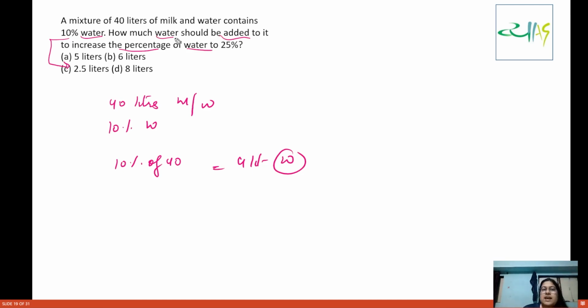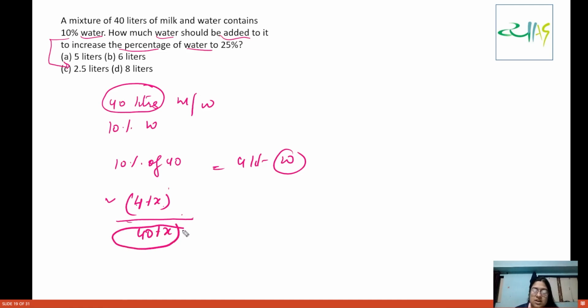Now whatever the question is saying, just do that and you will get your answer. So the question is saying how much water should be added to this to increase the percentage to 25%. So because the question is saying we are doing that. Okay, so now the amount of water added, let us take x. So 4 plus x quantity of water is added to this. So we will have 40 plus x quantity of total mixture. Okay, so it is saying how much water should be added to it to increase the percentage of water to 25%. Now in this mixture, water is 25%.